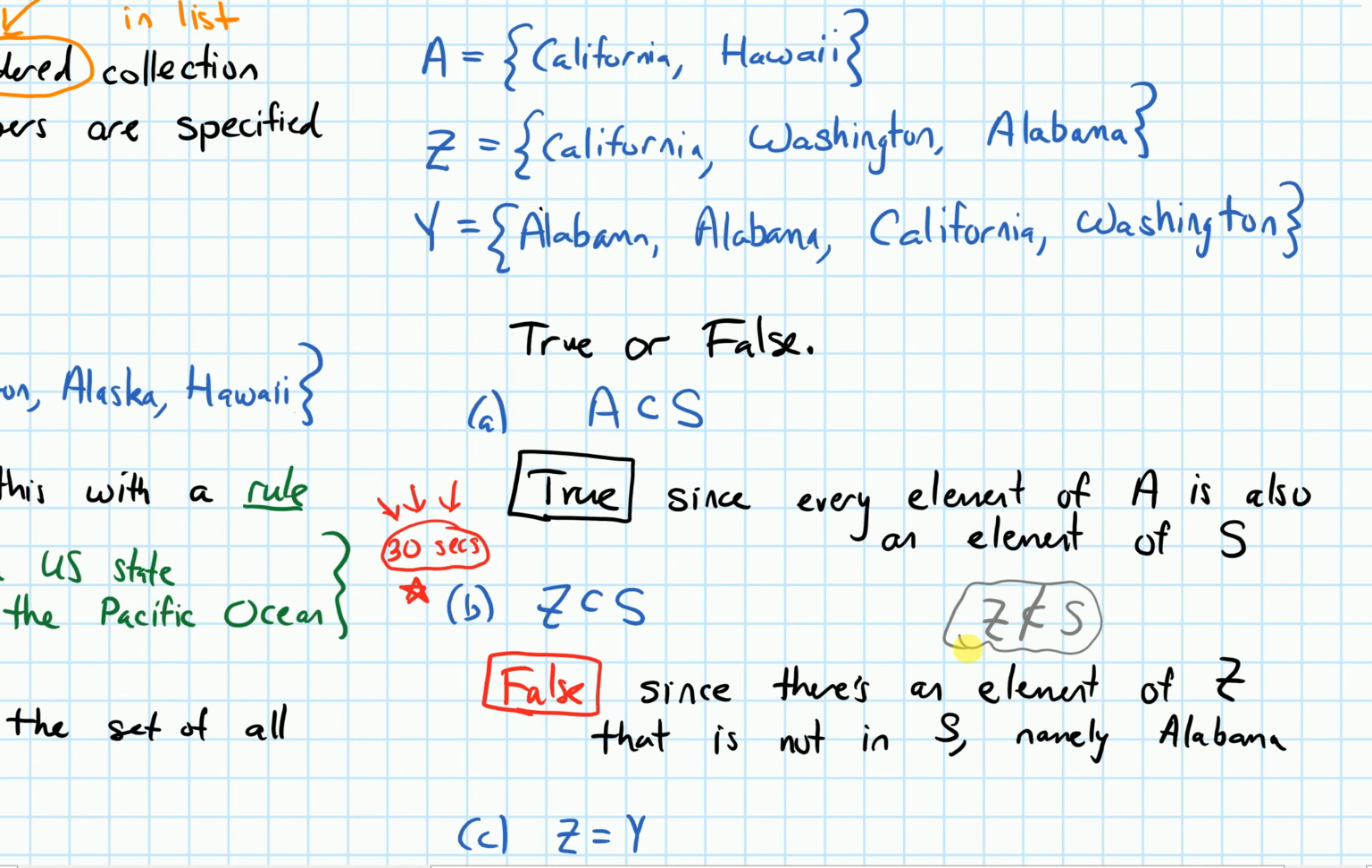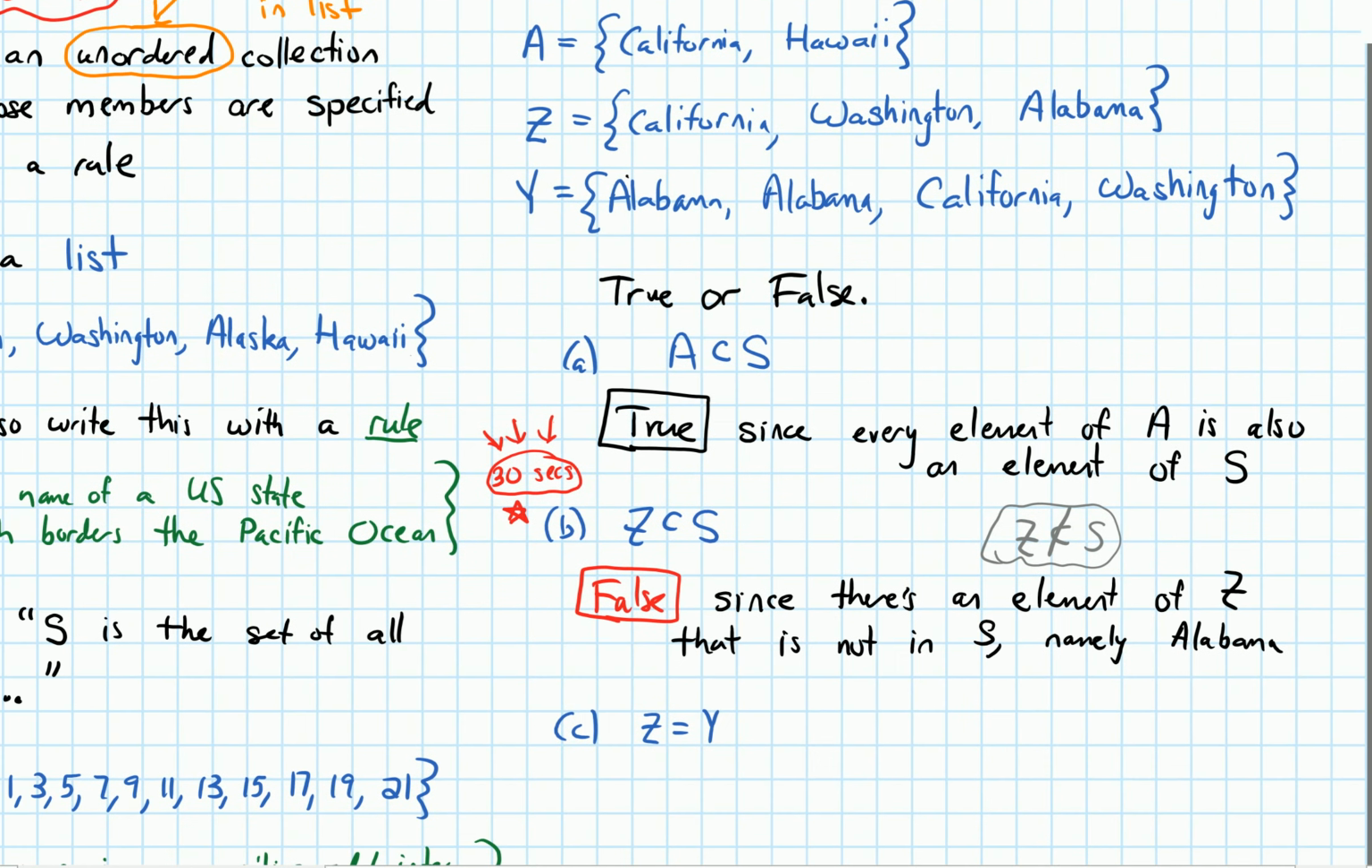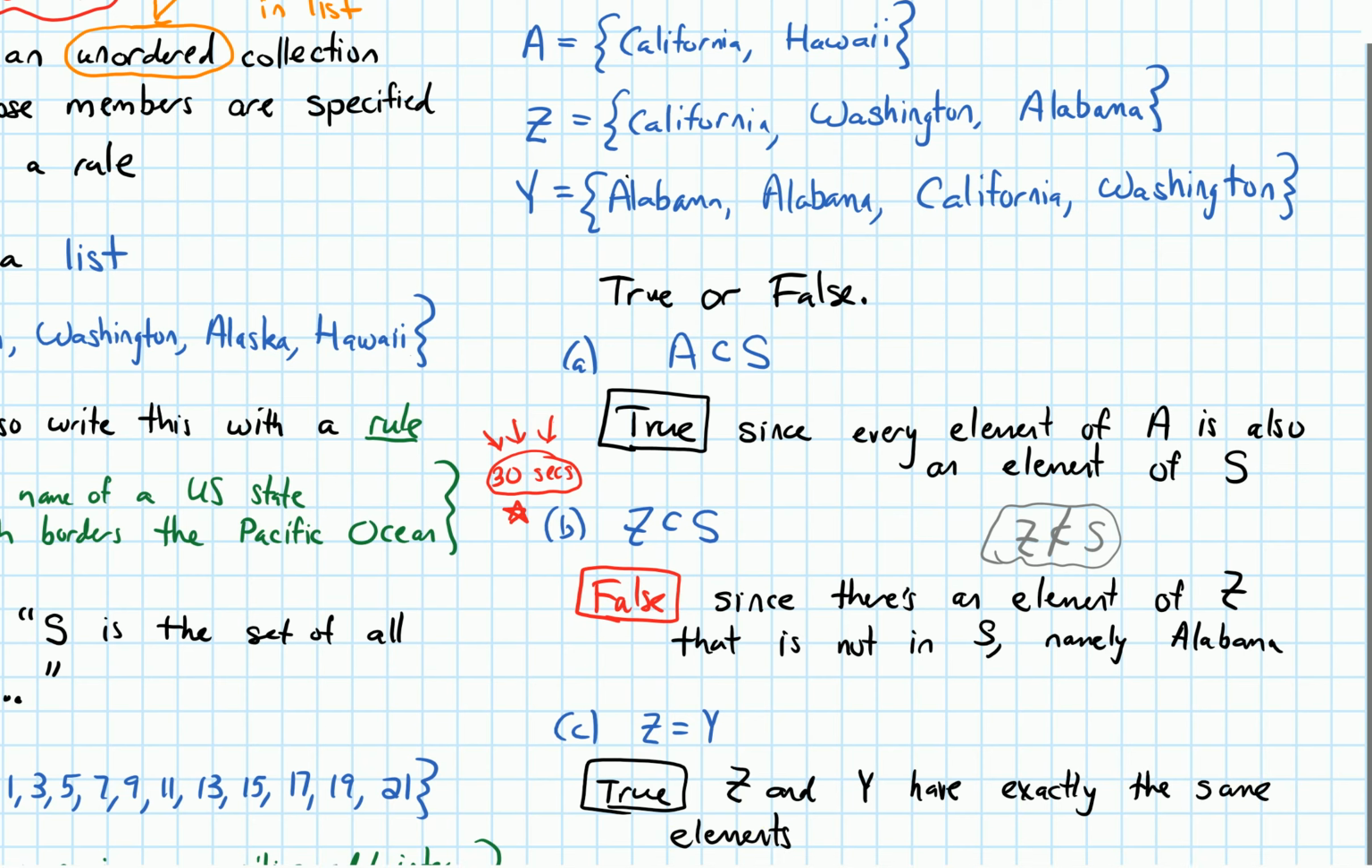Okay, so B was false. One more part to this example. Z is equal to Y. So are Z and Y the same? So Z has California, Washington, Alabama. Y says Alabama, Alabama, California, Washington. So this is actually true. And it's true because Z and Y have exactly the same elements. So they both have California, Washington, and Alabama.